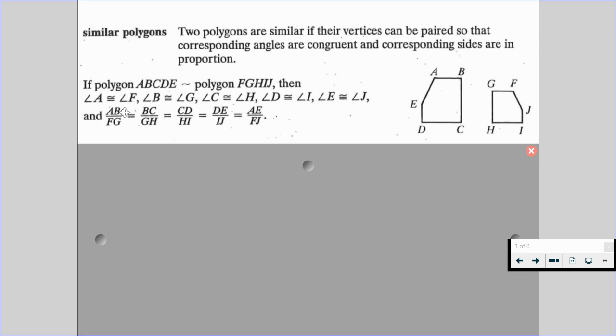AB over FG is equal to BC over GH, which is equal to CD over HI, which is equal to DE over IJ, which is equal to AE over FJ. Notice how all of the sides in the numerator correspond to polygon ABCDE, and all the sides in the denominator correspond to polygon FGHIJ. Sorry. So whenever we have our proportions, we have to make sure that our labels are similar. So if we had AB over FG, we'd have to have BC over GH since AB is part of polygon ABCDE. Likewise, BC would have to be part of polygon ABCDE.